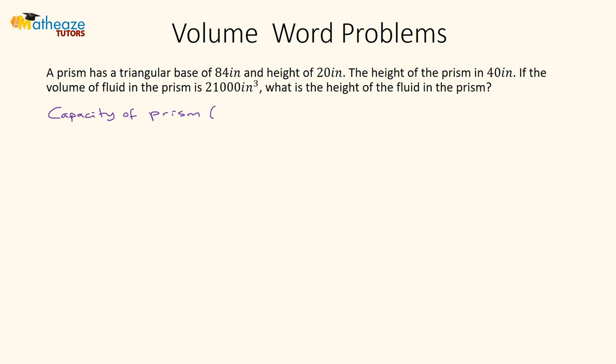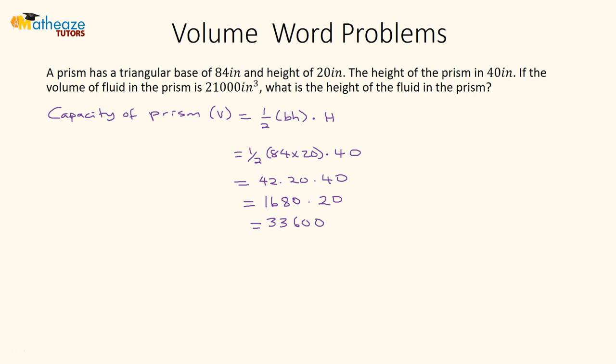So let's look at the capacity of the prism. The capacity of the prism, which is the same as volume, is 1/2 base times height of the triangle multiplied by the height of the prism. So this is going to be 1/2 of 84 times 20 multiplied by 40. So this is going to give us 42 times 20 times 40. So 42 times 2 is 84, it's 1680 times 20, which is 33,600 cubic inches. This is when it's full.